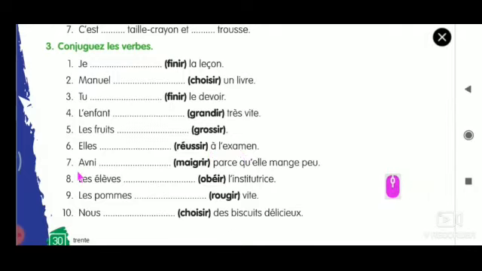Number 7. Avni dash maigrir parce qu'elle mange peu. Maigrir is a new verb. Maigrir means to become thin.